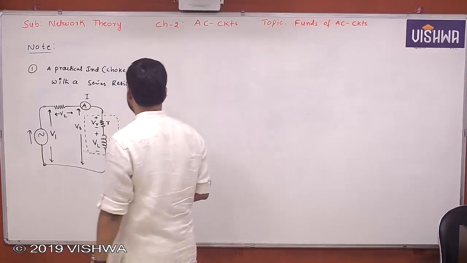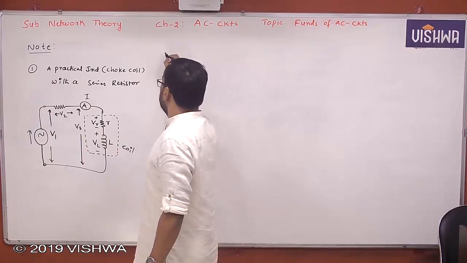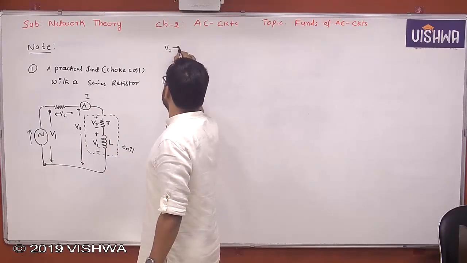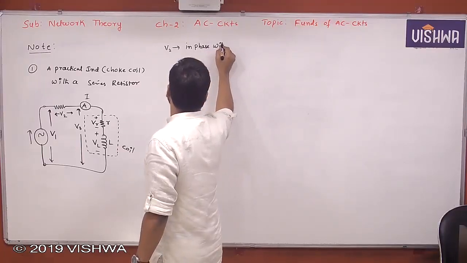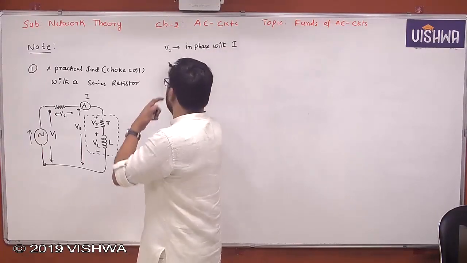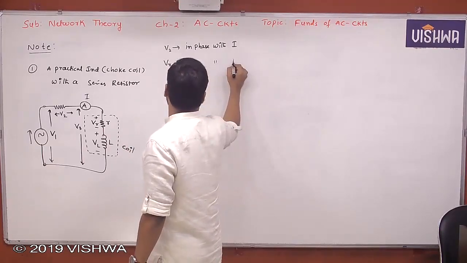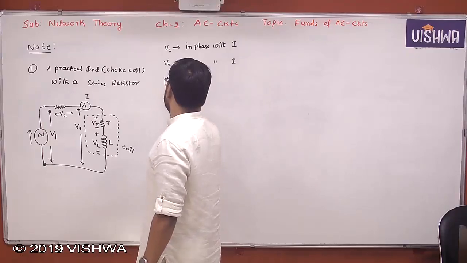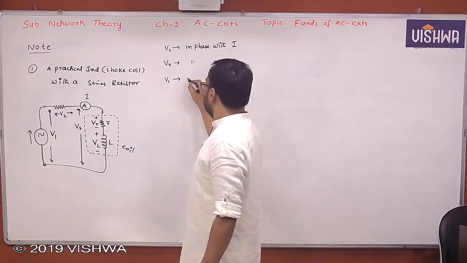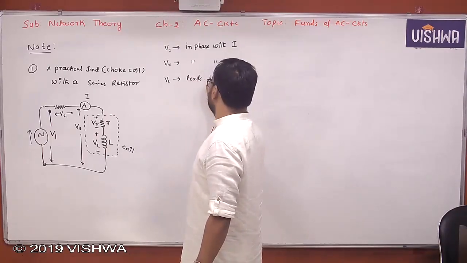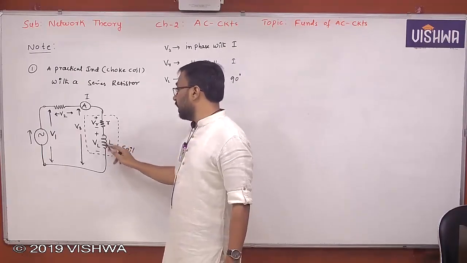Now can I say something like this? From this I can understand some relations. V2 is in phase with I. VR is also in phase with I. VL leads I by 90 degrees. Yes or no? Because the voltage across the inductor leads the current through the inductor. What is the current through the inductor? I only.